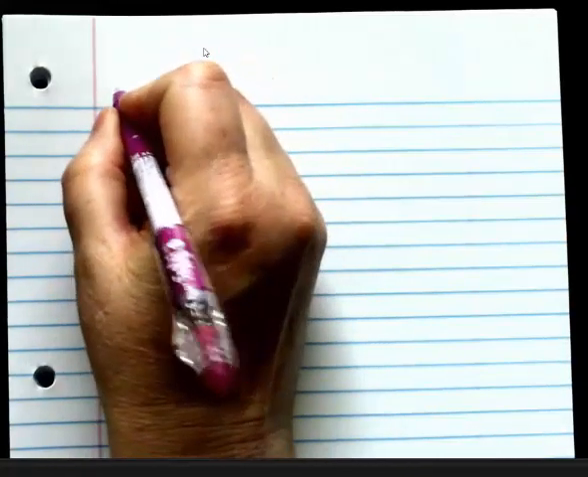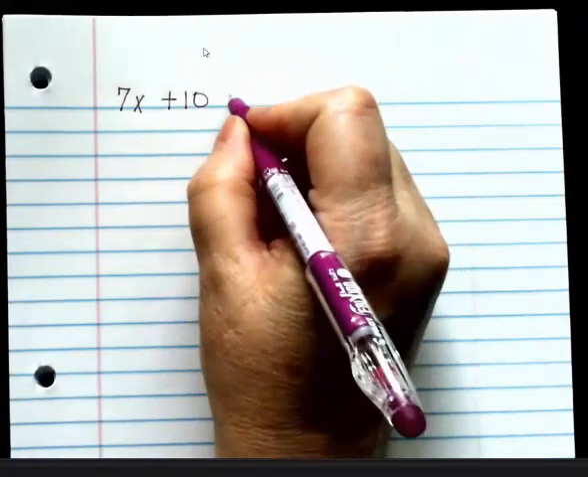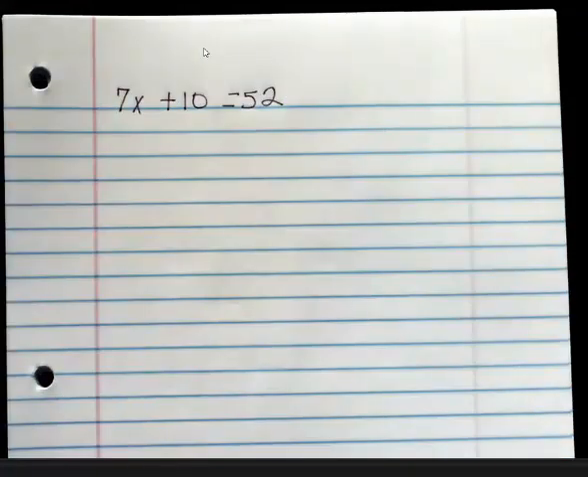Okay, so now we're going to talk about solving linear equations with both properties together. And we're going to start off with two-step equations. When you have a two-step equation, it means you have two steps to solve it. All right, so this says 7x plus 10 equals 52.